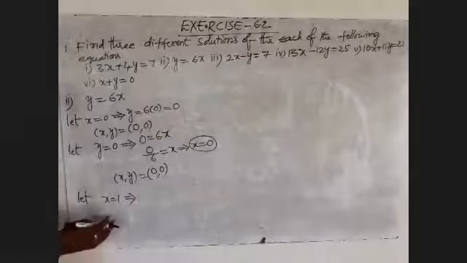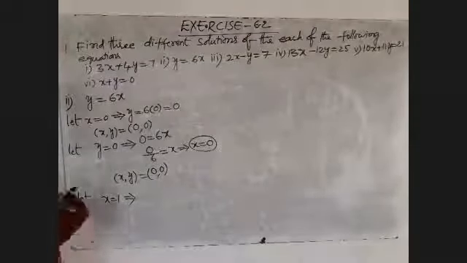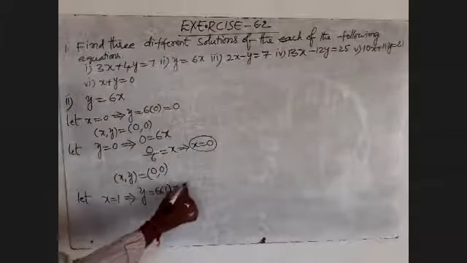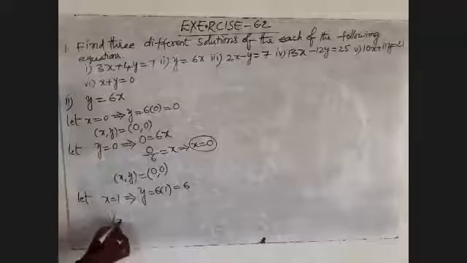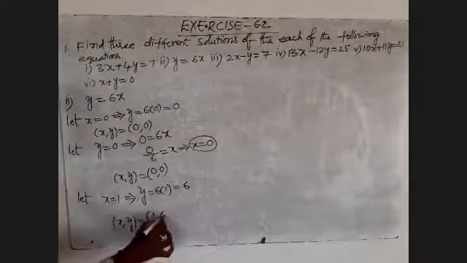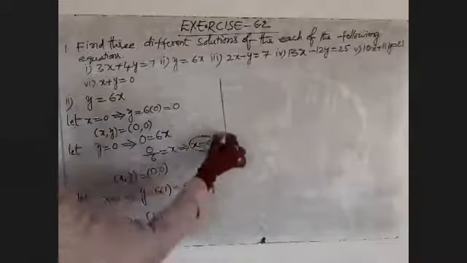Let x is equal to 1. We will write this one: y is equal to 6 into 1, which is 6. That is the point (x, y), where x is 1 and y is also 6. These are the three solutions of the given equation.